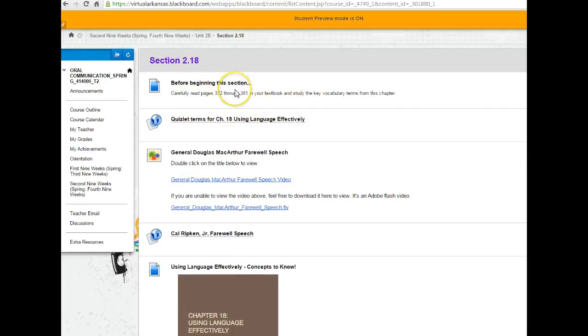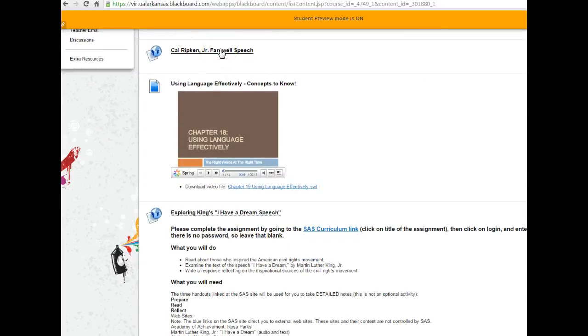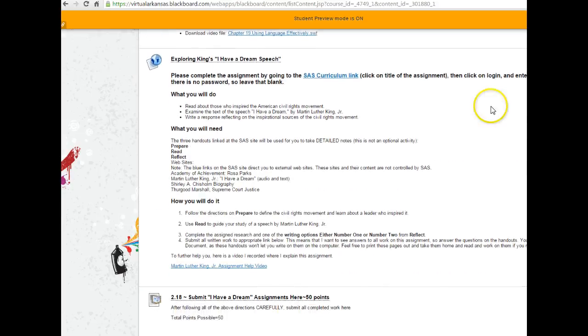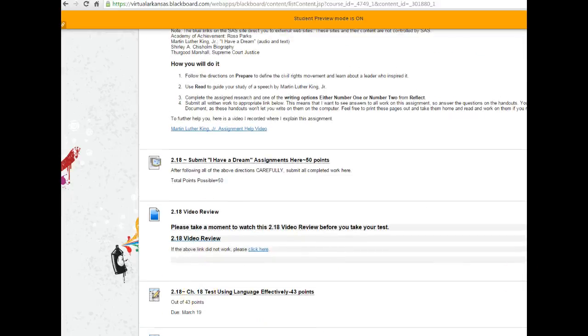And remember, you want to read the pages for this section and look at the Quizlet terms. This is a farewell speech by General Douglas MacArthur. Here's a Cal Ripken farewell speech. Here is a presentation to help you. And then the two big assignments: the I Have a Dream speech assignment, and here's where you would upload that, and then you have a video review and a test over 2.18.